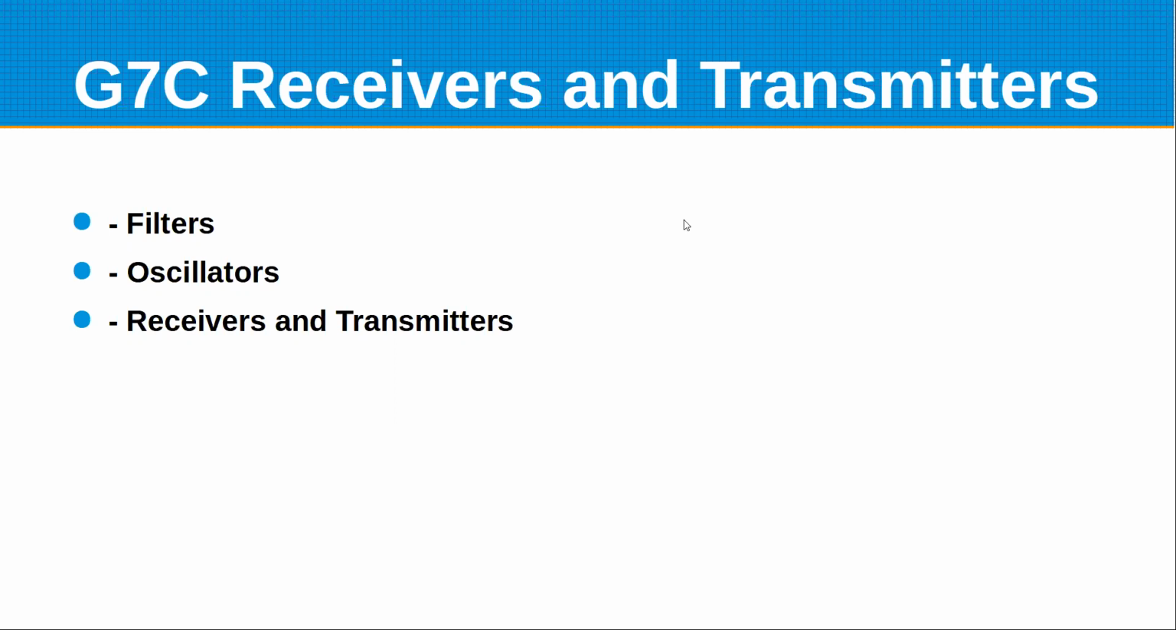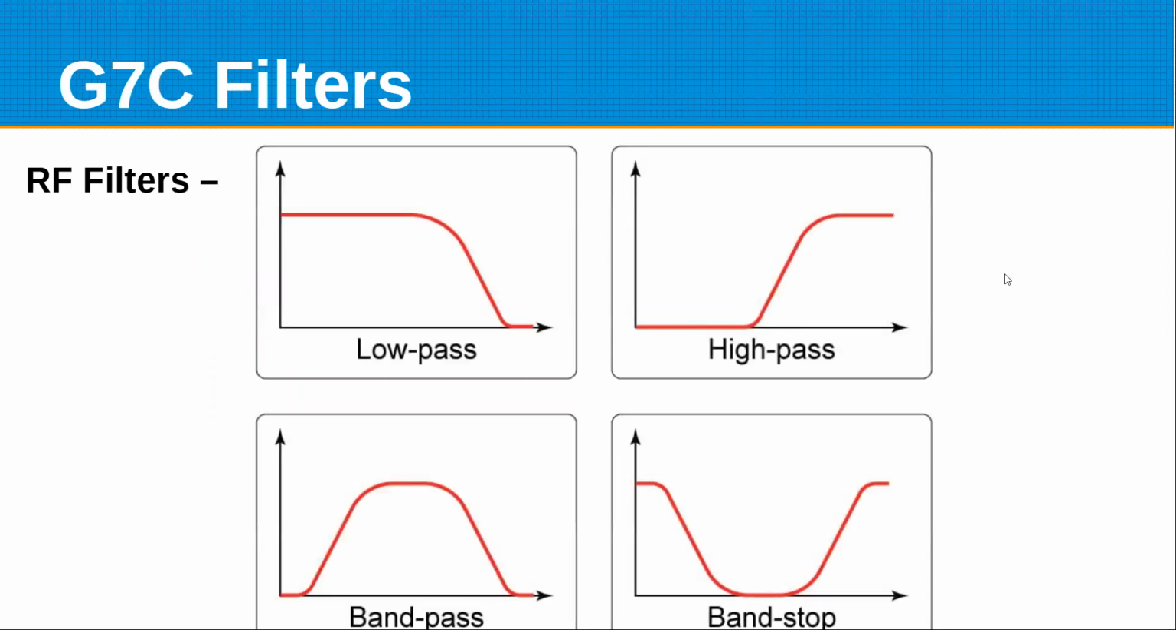Okay, the next group, Charlie, we talk more about filters, oscillators, and receivers and transmitters. This will represent one more question on the test. So this applies to not just RF filters, basically any kind of filter, although I guess they defined RF as anything above DC, so still consistent.